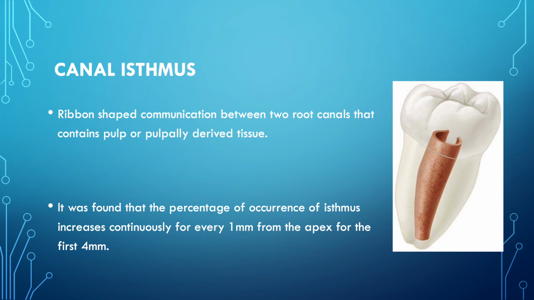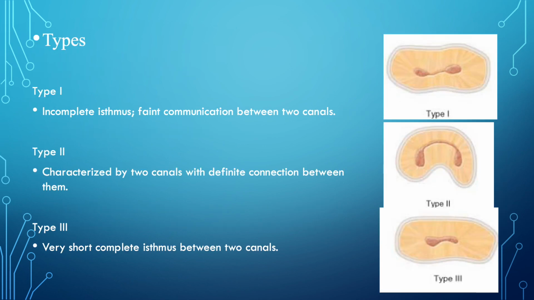Now let's discuss the canal isthmus. What is a canal isthmus? It is a ribbon-shaped communication between two root canals that contains pulp or pulpally derived tissues. It is found that the percentage of occurrence of isthmus increases continuously for every 1 mm from the apex for the first 4 mm of the length from the apex. Isthmus can be of different types.